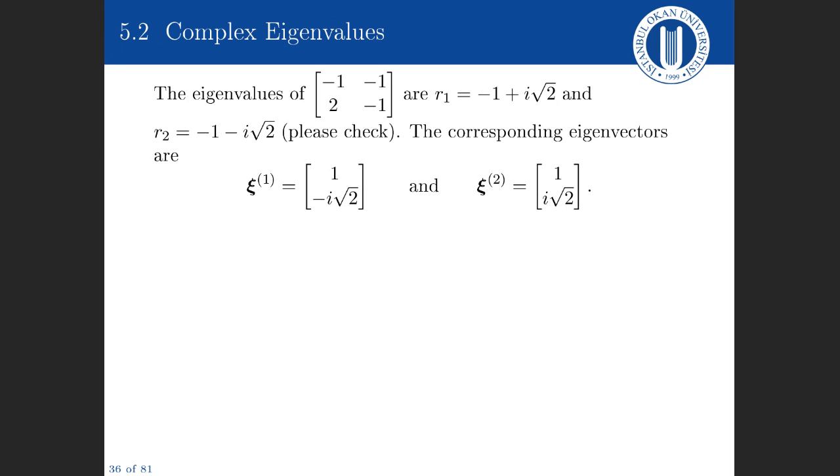We don't need both of these. We only need one eigenvalue and one eigenvector. We could choose r1 or we could choose r2. I'm going to use r1. So forget about r2 and forget about xi2. We don't need these. We're just going to use r1 and xi1.